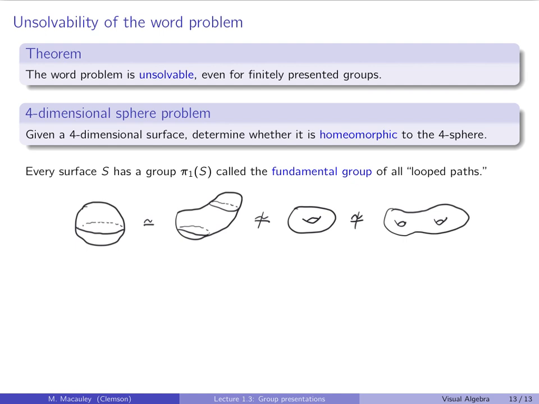Now, how do mathematicians know this? Or how do you formally prove this? Well, there's something called the fundamental group. What that is: you pick a base point, doesn't matter which one, and you look at the set of all looped paths. That means paths that start and end at that base point.